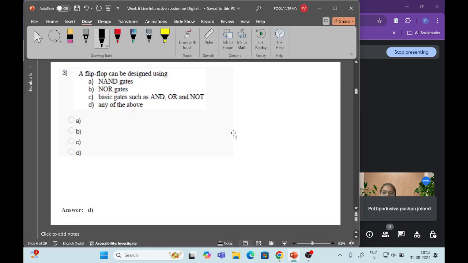Option D is correct, but most flip-flops are designed using NAND and NOR gates. We can use AND, OR, and NOT gates also, for example, while designing conversions like D to T, JK to D, and JK to T, where we will use NOT gates and other gates. Mostly we use NAND or NOR gates, but we can use the basic gates for designing flip-flops. So, from any of the above, we can design the flip-flop. Option D is correct.